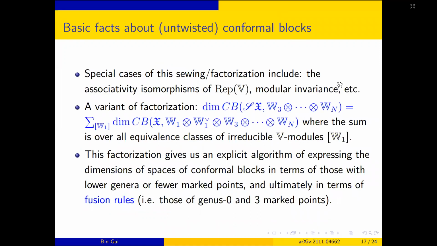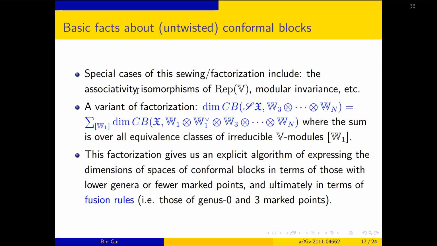Actually, sewing and factorization are among the most important properties in rational conformal field theory. For example, the associativity isomorphisms in the representation category of a VOA is a special case of the sewing factorization. Modular invariance is also a special case. So this is the genus 0 sewing factorization, and modular invariance is the genus 1 sewing factorization.